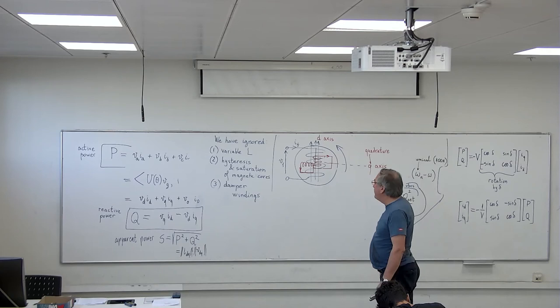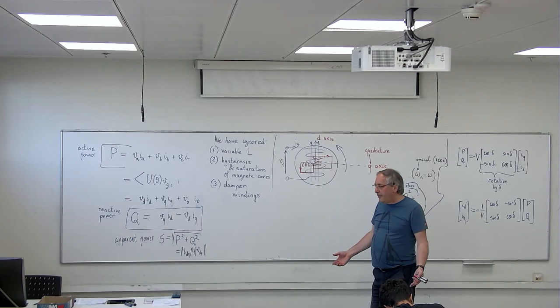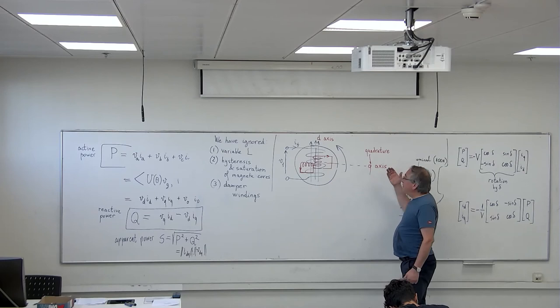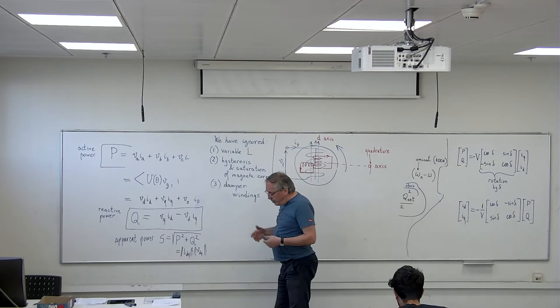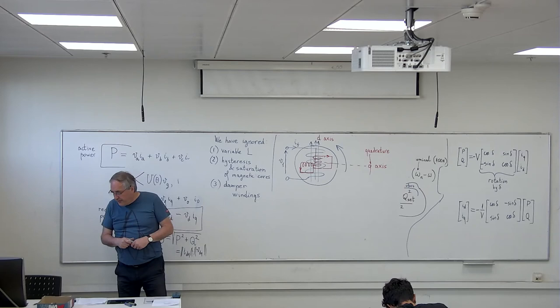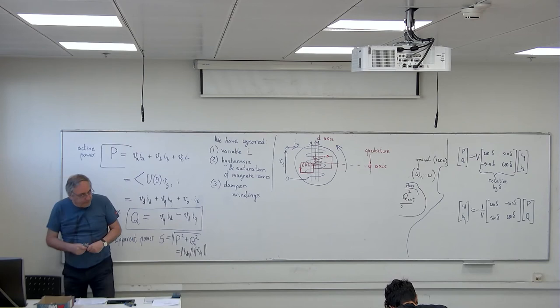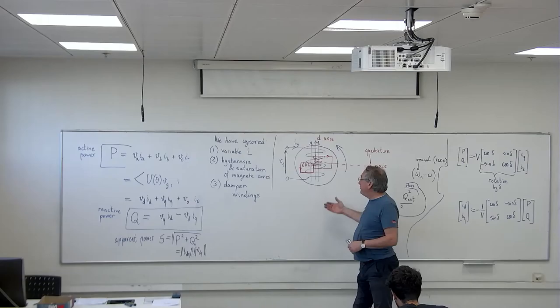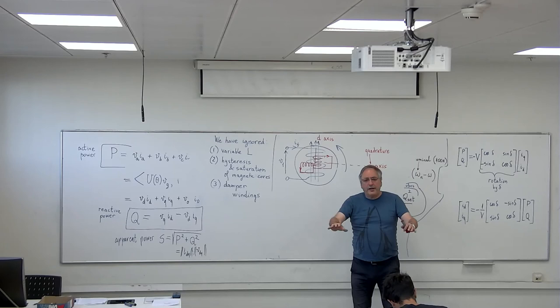And what is the effect of these damper windings? Why are they called damper windings? Because, maybe many of you know what is an induction machine. Do you know what is an induction motor or an induction machine? So in an induction machine, the rotor is short-circuited. The rotor is, let's take again a 10 minutes break.